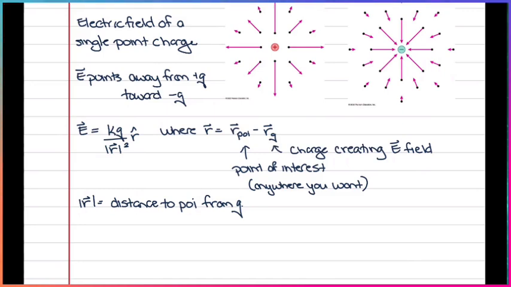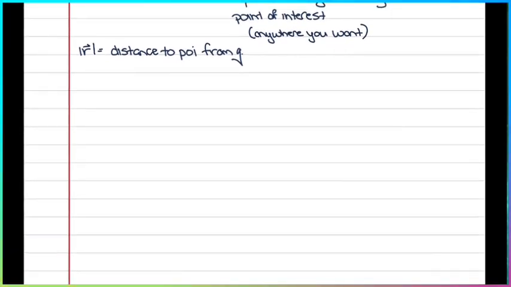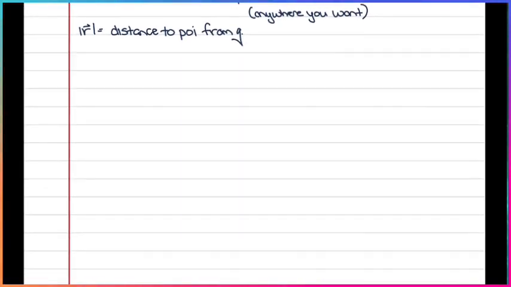So again, I think maybe it's worth just doing another example of this, because the vector stuff should not be throwing us off. So let me do a problem where I have some charge Q, which is negative 10 nanocoulombs.